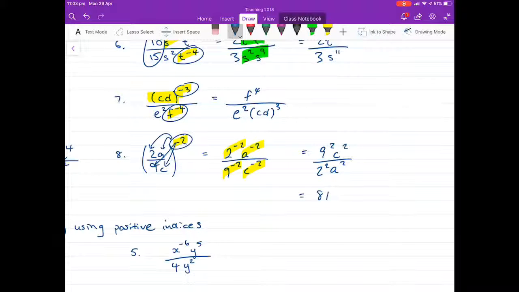9 squared we can say is 81c squared over 4a squared. Now, you can have a look and see if you can simplify 81 over 4, but we can't. So this will be our final answer here with positive indices.